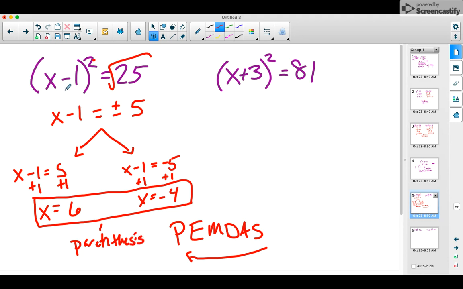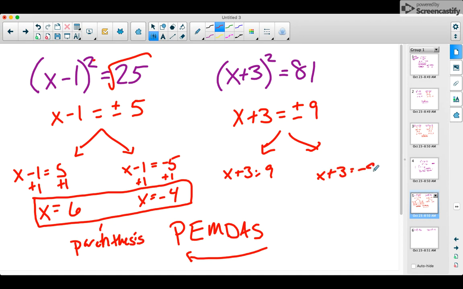So whenever I have parentheses going on, chances are I'm going to end up with two numbers that are not the same. So same thing over here. Following my order of operations, the exponent would have to go first. So I'd end up with x plus 3 equals positive or negative 9. Set up my two equations, my two scenarios. So x plus 3 could be 9, or x plus 3 could be negative 9. I'd subtract 3 from both sides, and then x could be 6, or x could be negative 12.